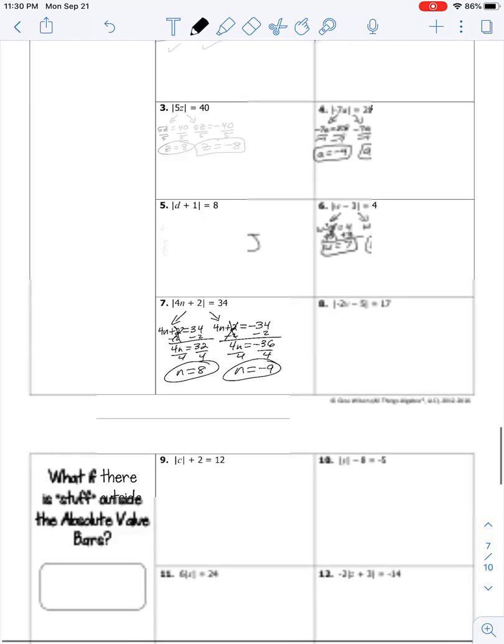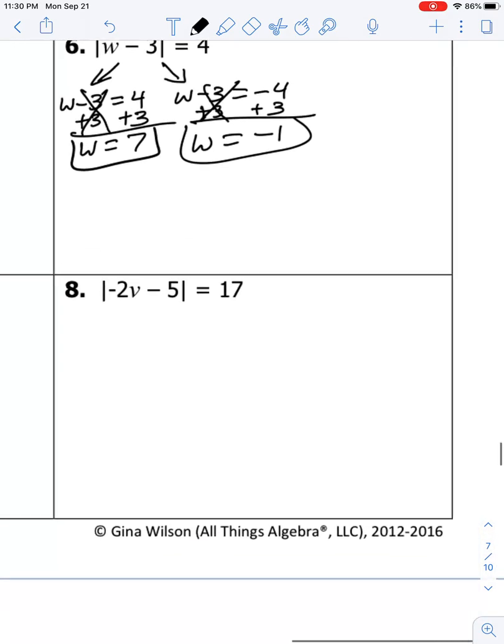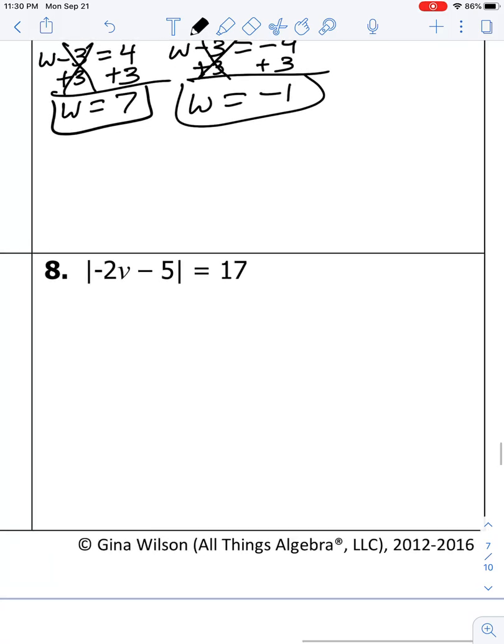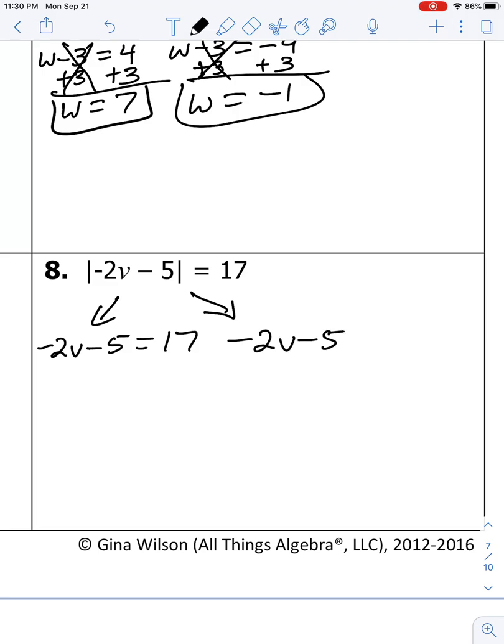All right, so first, we got number 8. Okay, so number 8, same principle. Take what's on the inside and write it down. Set it equal to what's on the other side. So now we take what's on the inside again and write it down. Set it equal to the negative of what's on the other side. And then we solve for both.